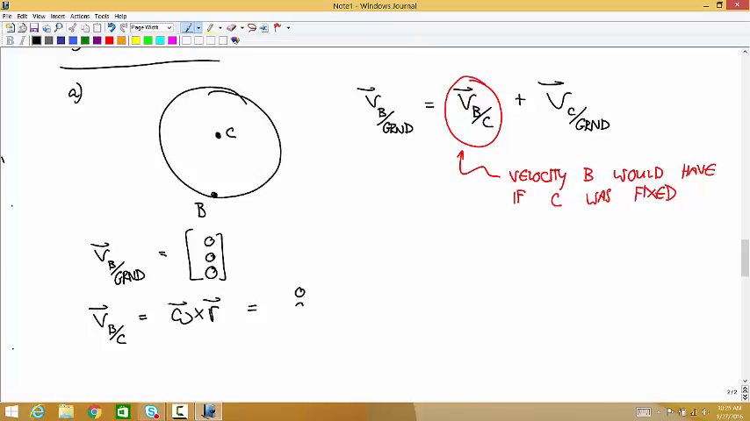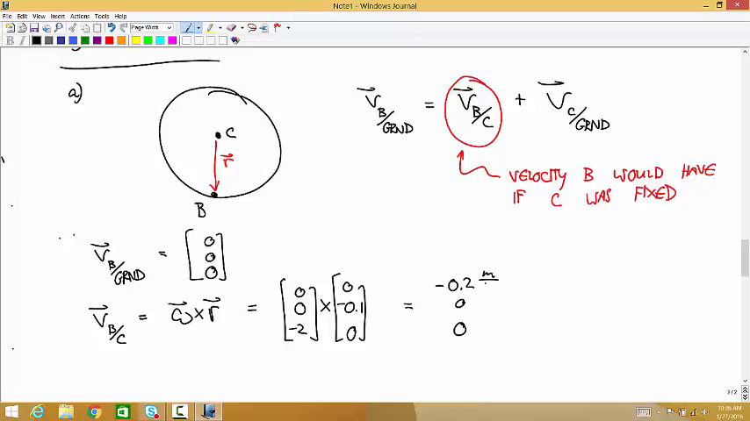Omega is 0, 0, negative 2. R is this. So if the radius is 0.1, that's in the negative y direction, so that's 0, negative 0.1, 0. Take that cross product and you get negative 0.2, 0, 0. That's in meters per second.